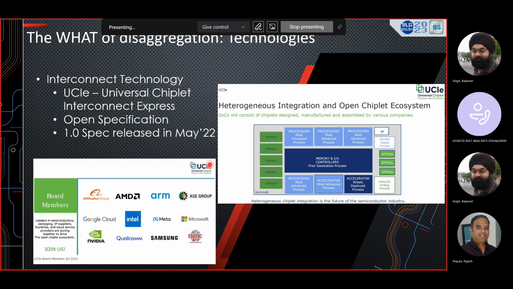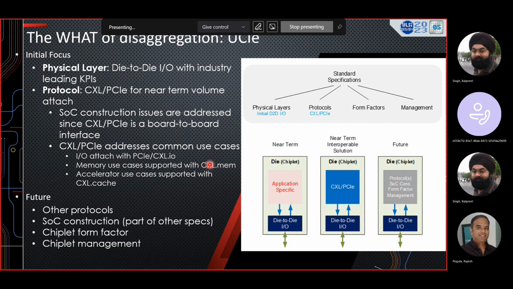Like we gave an example of chiplets coming in from different vendors. That is only possible when both of these chiplets are talking the same language, right? They're talking the same protocol, the same terminology. And that is what UCIe is. It is a protocol which talks about die-to-die technology in terms of the PHY as well as the link layer. So this is what it covers in the 1.0. It covers the physical layer, the PHY, with the die-to-die, and it has industry-leading KPIs. We'll have a look at that in a couple of minutes from now.